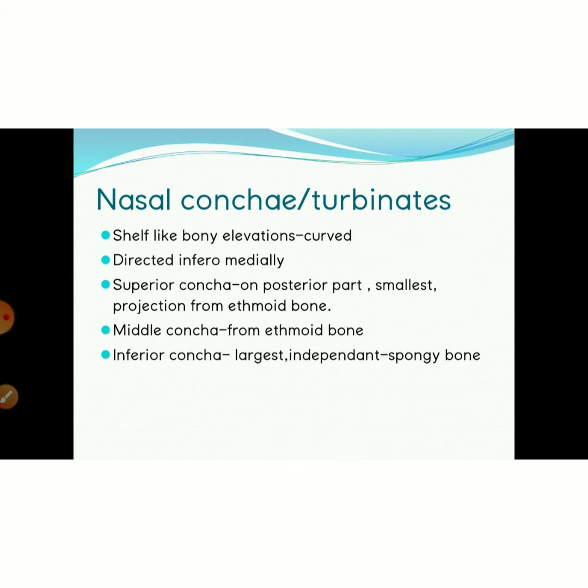Nasal conchae are also called turbinates. They are shelf-like bony elevations, curved and directed inferomedially from the lateral wall of the nasal cavity. From above downwards, as you have already seen in the diagram, there is a superior concha. It is the smallest and is located in the posterior part of the nasal cavity. It is a projection from the ethmoid bone. The middle concha is between the superior and inferior concha, and it is also a projection from the ethmoid bone. Whereas the inferior concha is an independent bone and is the largest among the conchae. It is composed of only spongy bone.